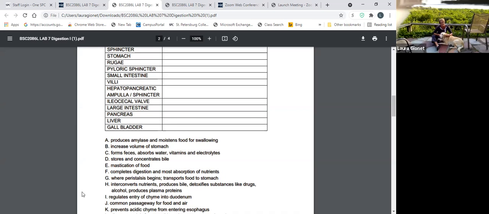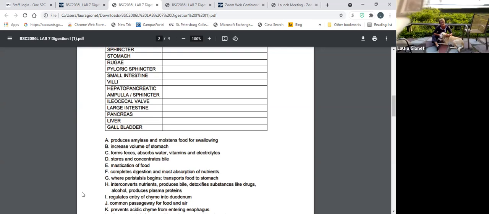G, where peristalsis begins and transports food to the stomach. That's the esophagus. H, interconverts nutrients, produces bile, detoxifies substances like drugs and alcohol, produces plasma proteins, produces anti-A and anti-B antibodies. When you see a fairly lengthy list of functions, it's the liver, because the liver has about 500 different functions. So H is the liver.